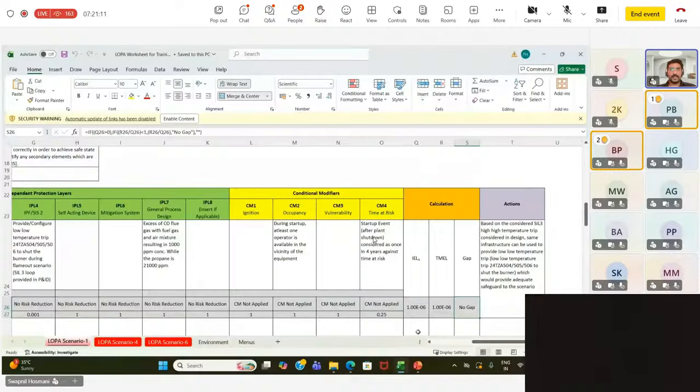So then what is my recommendation? I have already considered this recommendation in the safeguard, in the HAZOP. However, now I want to have this as, see, based on the considered SIL3 high temperature trip in the design, the same infrastructure can be used to provide a low temperature trip, these are the transmitters, to shut the burner, which would provide adequate safeguard to the scenario.